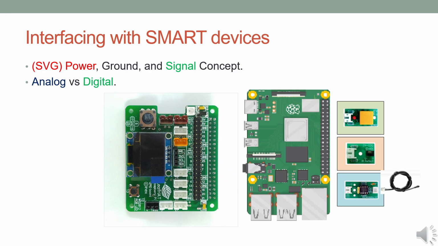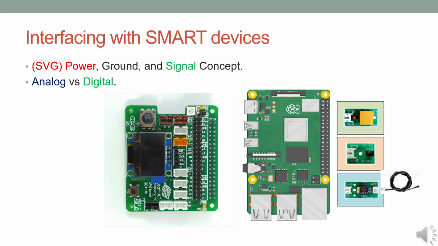In practice, these connections are often organized into a bus interface where multiple devices share common power and ground lines while each has its own signal line, or, in some bus protocols, shares a signal line with specific addressing. For example, I2C and SPI are common digital bus standards that follow the SVG principle.